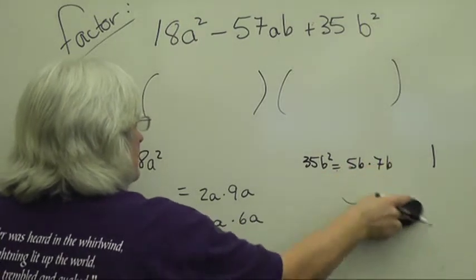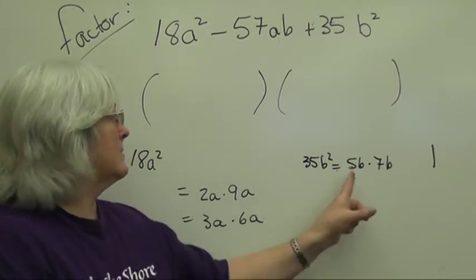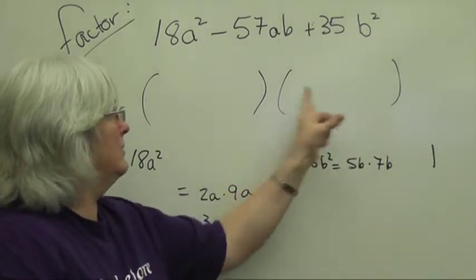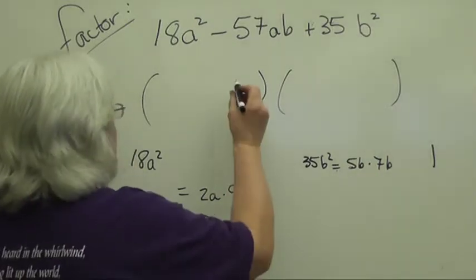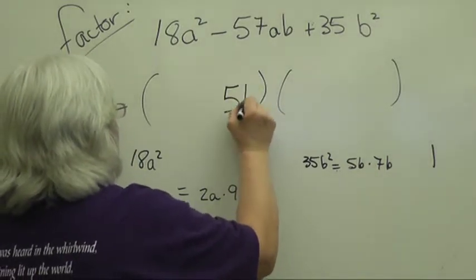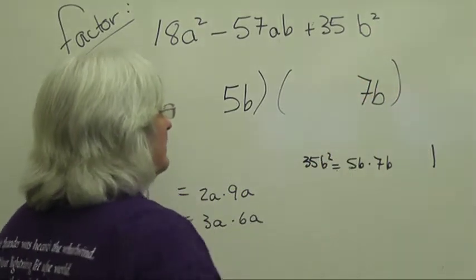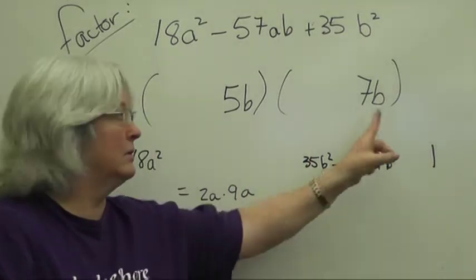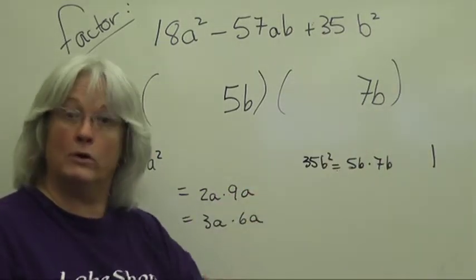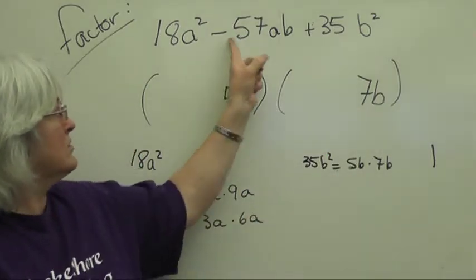And now, this doesn't look quite so bad to me because we only have one combination here. We're going to have a 5b, and we're going to have a 7b. In all likelihood, it's not going to be b in 35b, though it could, but we're going to try with this first. What are our signs going to be?